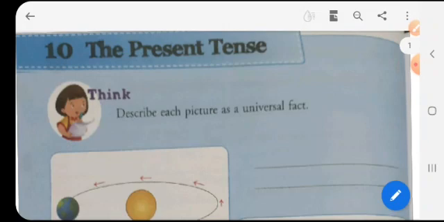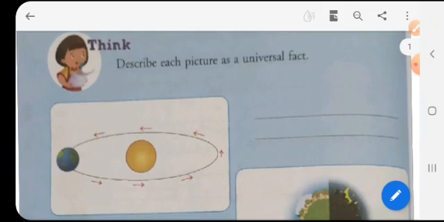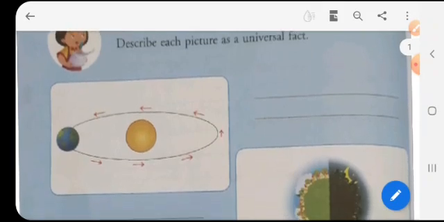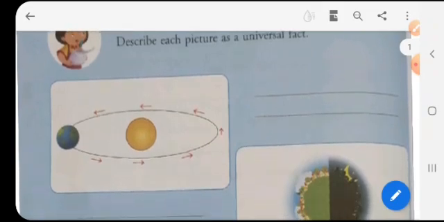So now we are going to learn about the first tense, that is the present tense. Now here are some universal facts that are shown in this picture, and you have to describe each picture as a universal fact. So the first fact is that the earth revolves around the sun. So you can write it in the blank given aside. The earth revolves around the sun.